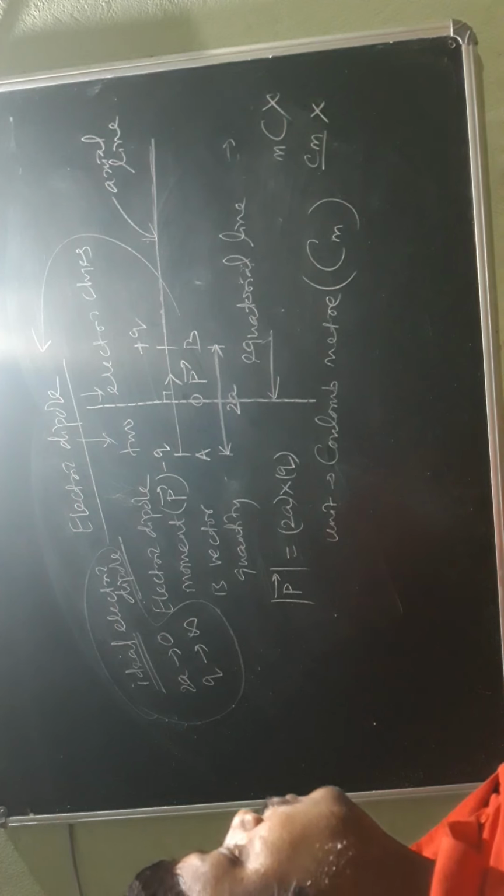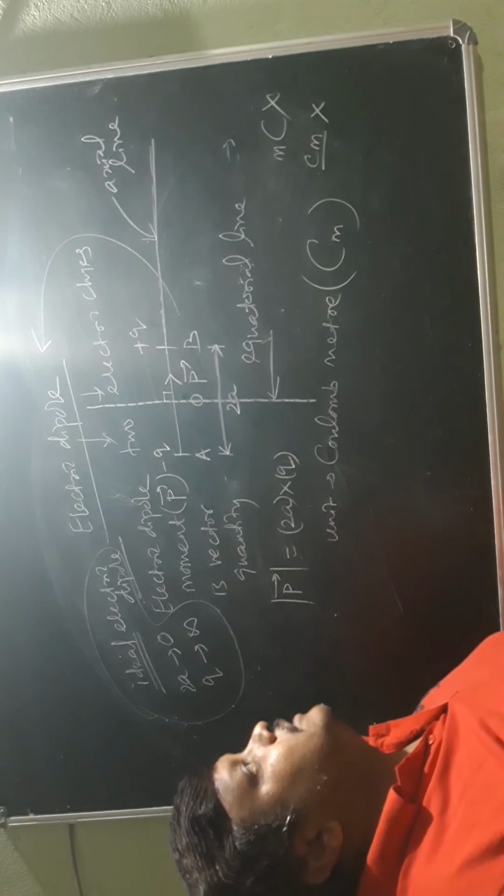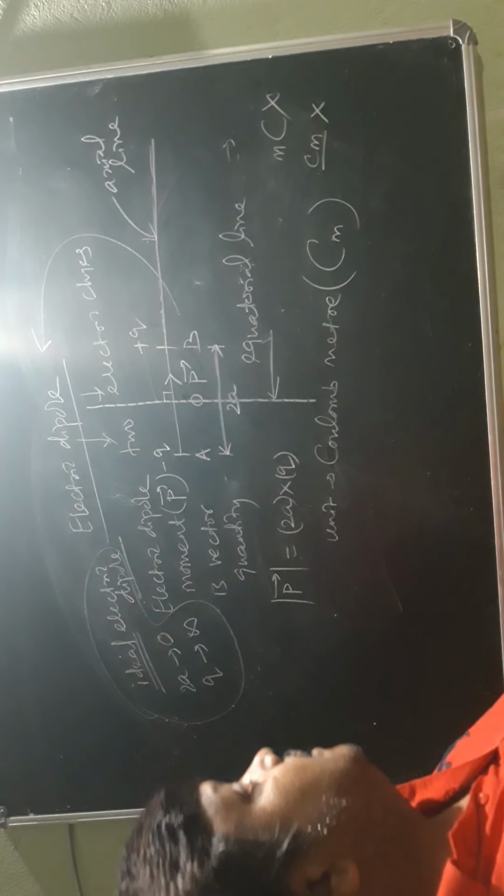So this is about your electric dipole. In the next class we will study the axial and equatorial points. On the axial point and equatorial point, how can you find the electric intensity due to this electric dipole?